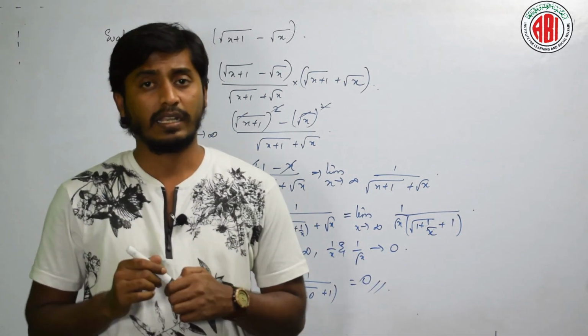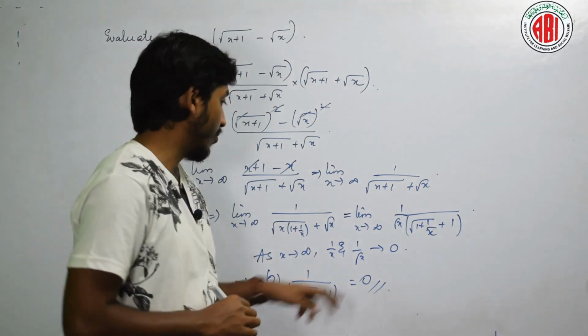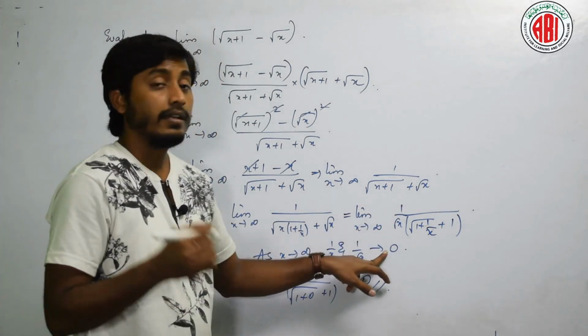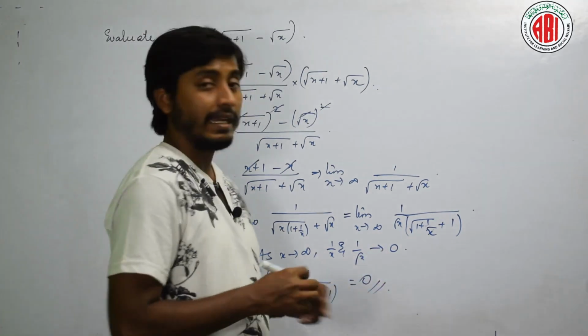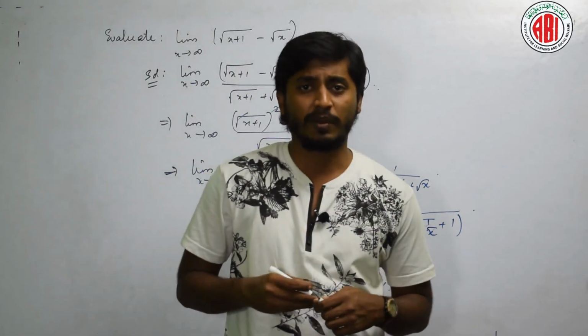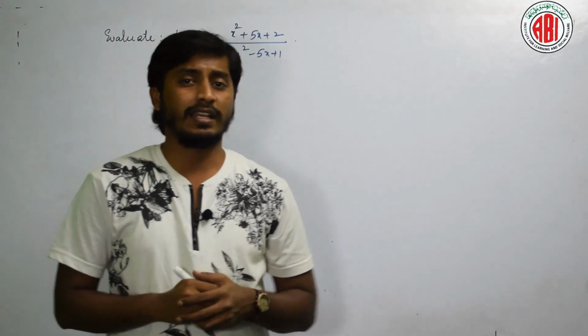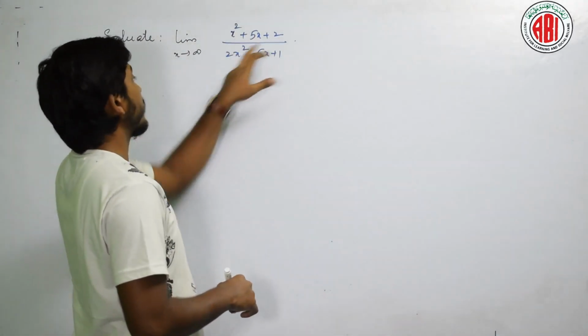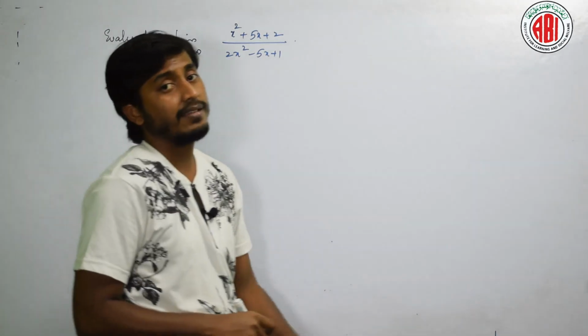Is it right? Yes or no? Did you understand? The only thing is here 1 by root x itself is a 0 term. Is it clear? Shall we do one more problem? Let us do. Look at the next question here. Limit x tends to infinity of x square plus 5x plus 2 by 2x square minus 5x plus 1.